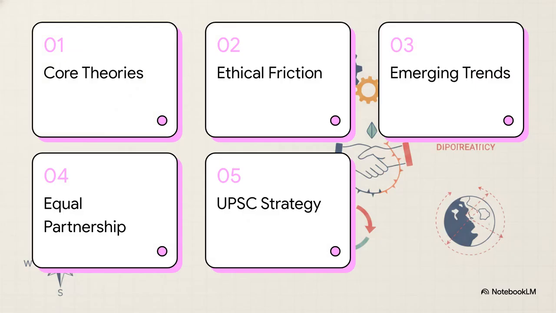Here's our quick roadmap for the episode. 1. Core theories. 2. Real-world ethical friction. 3. Emerging trends. 4. Equal partnership framework. And finally, 5. That all-important UPSC main strategy.